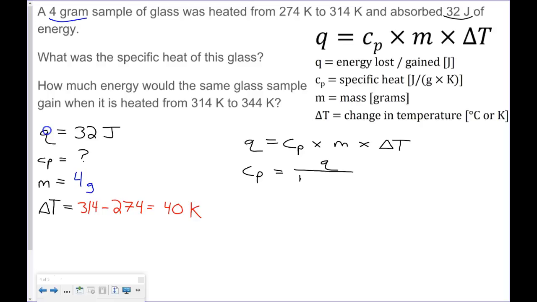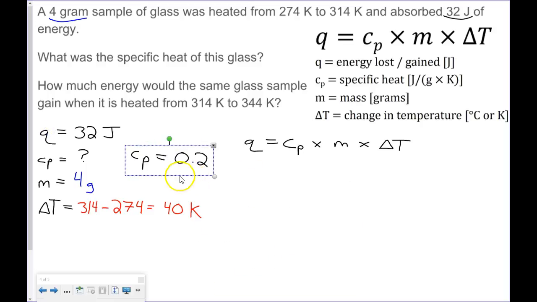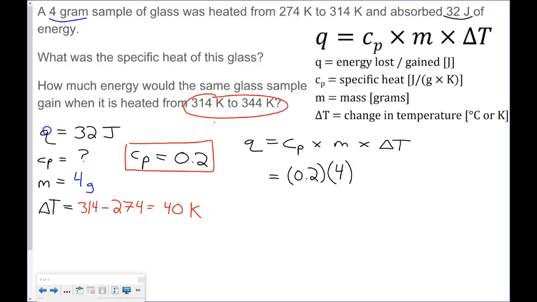Putting this into my equation here and solving now for specific heat, that's going to be Q divided by M times the delta T. So I'm going to put in my energy and my other values there. This is going to give me a specific heat for the sample of 0.2. Now I'm going to take that and plug that in again with a new change in temperature to see what the amount of energy is going to be there. My specific heat is pulled from here, 0.2. The mass is going to be the same sample as before, 4 grams. And I know that 30 Kelvin is going to be the change in temperature. Solving that out is going to give me a difference in energy of 24 joules.